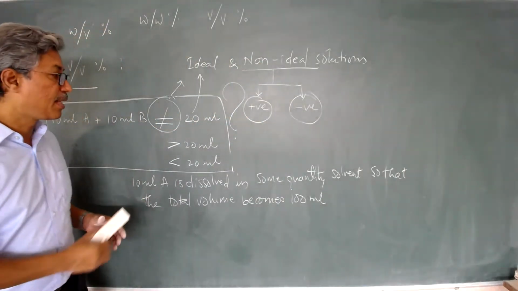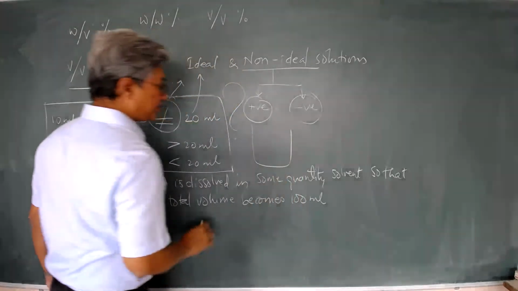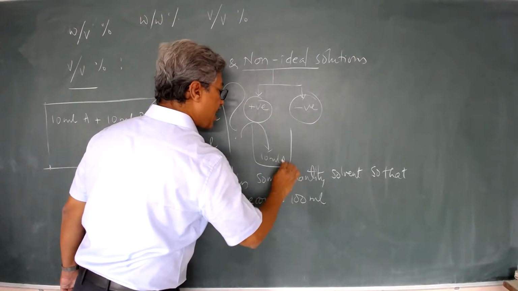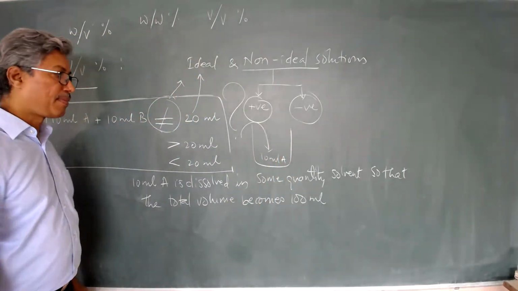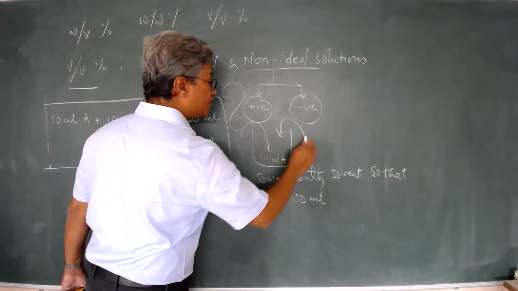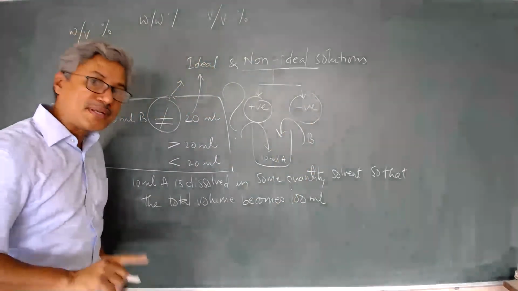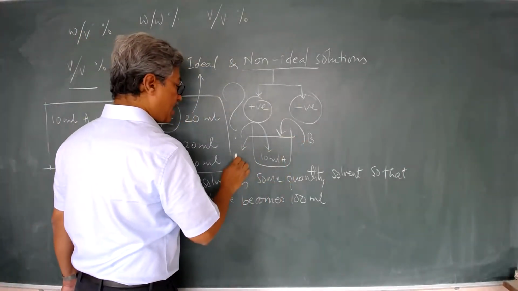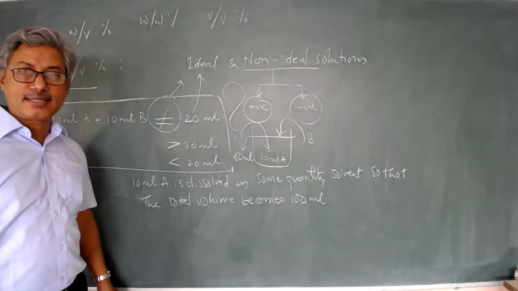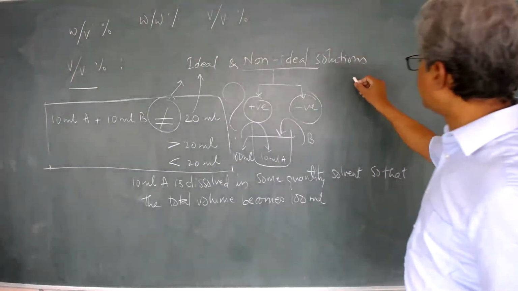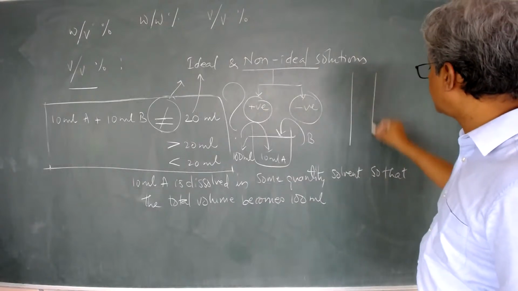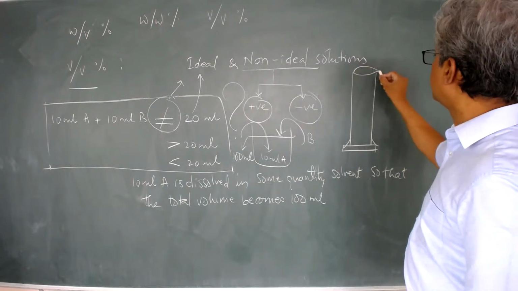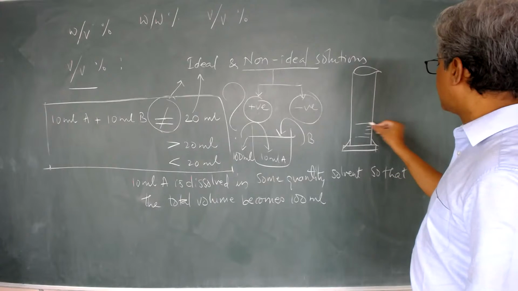See, students, in a container, some quantity of, say, 10 ml of A is taken. Into this we add solvent B. How much solvent you add means the total volume should become 100 ml. Is that clear? Suppose we have here a measuring jar, and it measures like this. The scale is like this.